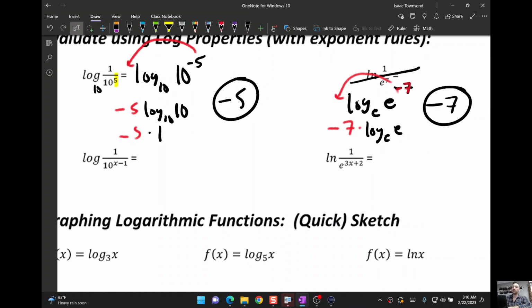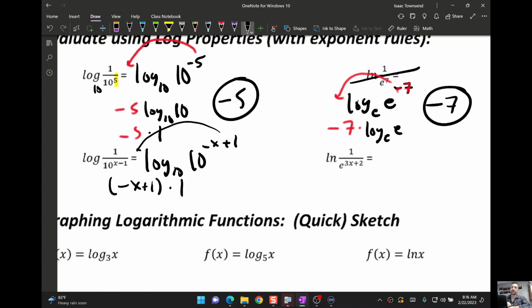Now, if you have more than one term when you do this, if I want to move all of this up, it's not just the first term that becomes negative, it's the whole thing that becomes negative. So now it's a negative x and a plus 1. But all of this can come down out front. Log base 10 of 10 is 1. So you're left with negative x plus 1 times 1.